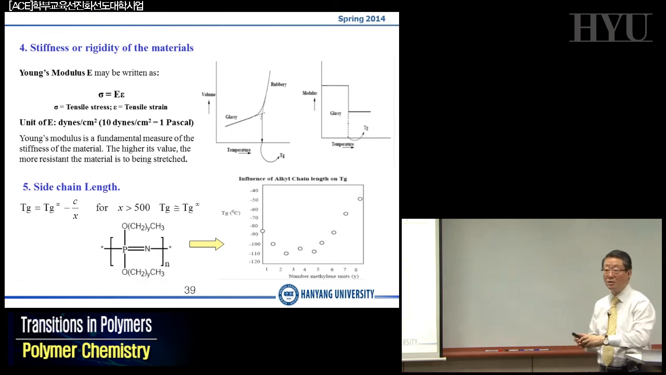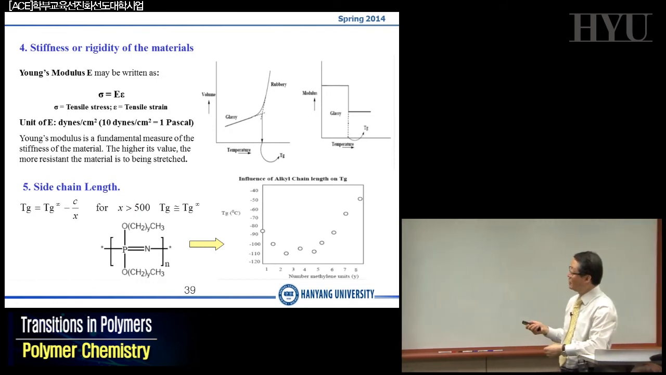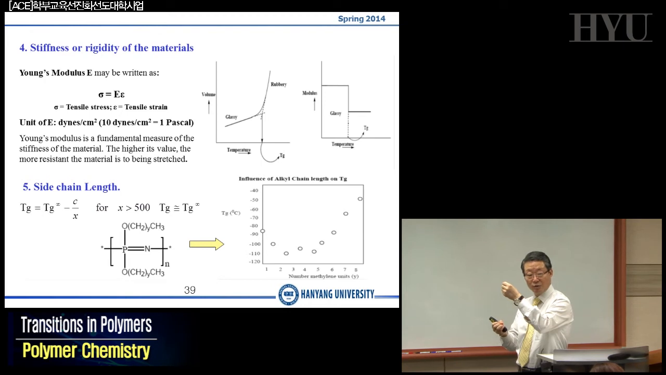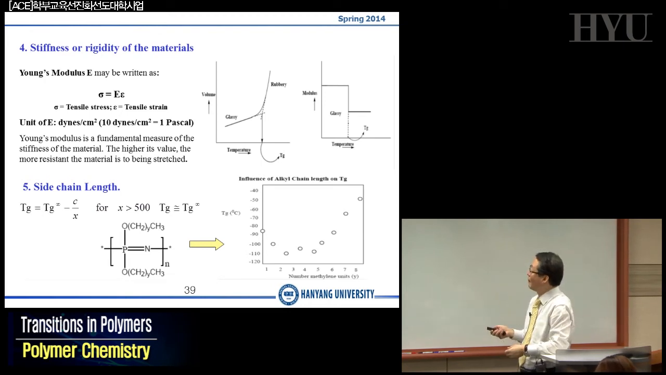Now, Young's modulus can be detected by stretching your material. Okay? Anyway, you looked at this modulus. As you increase the temperature, modulus decreases, right? And the volume increases. Now, if you have a high volume polymer, then you have a high free volume, and the modulus, of course, will be decreasing in this case.